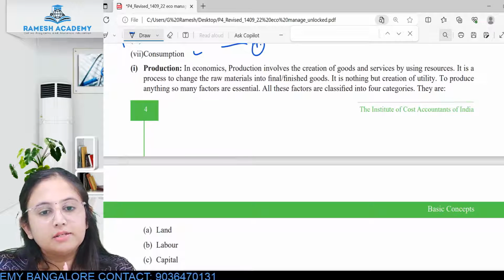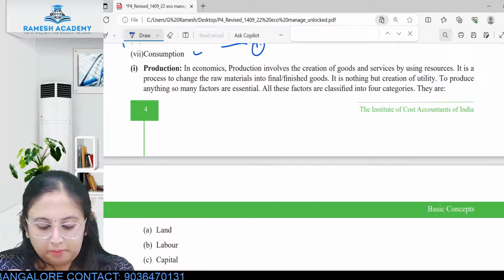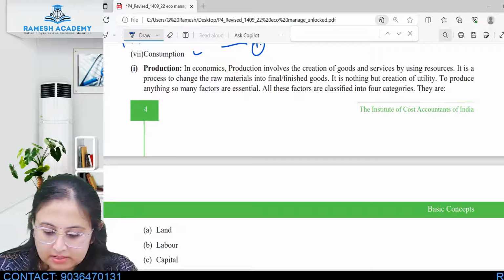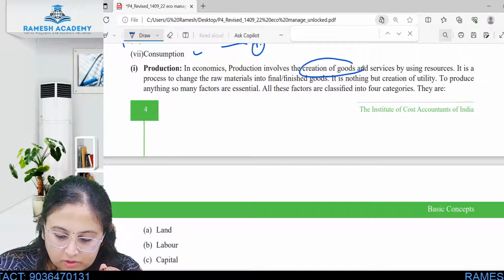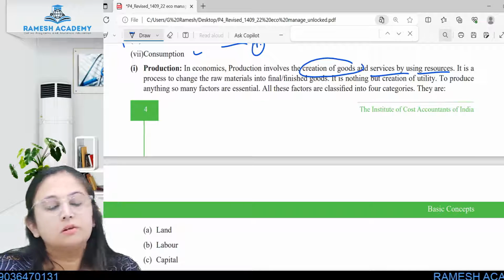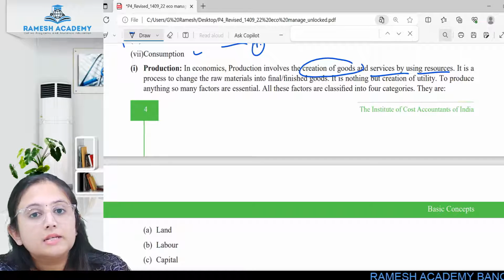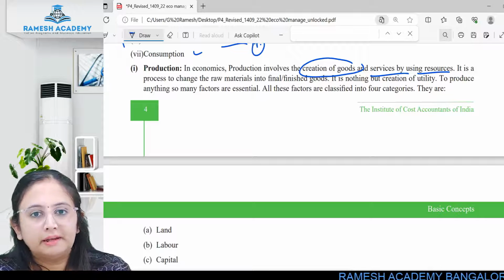So first we will understand what production is. In economics, production involves creation of goods and services. See, this is important, creation of goods and services by using resources. By using some resources you are creating goods and services. So what is it that you are creating?